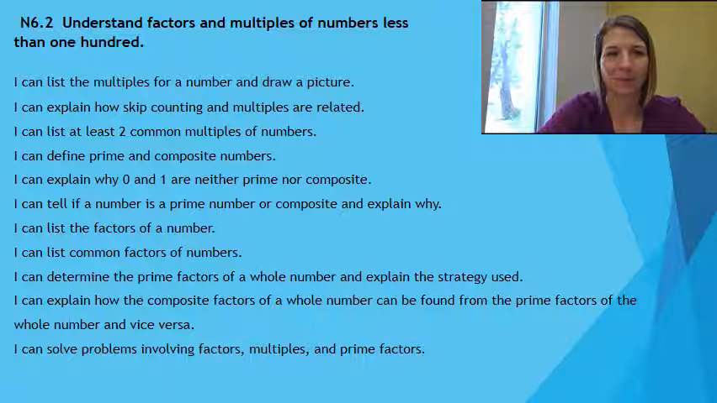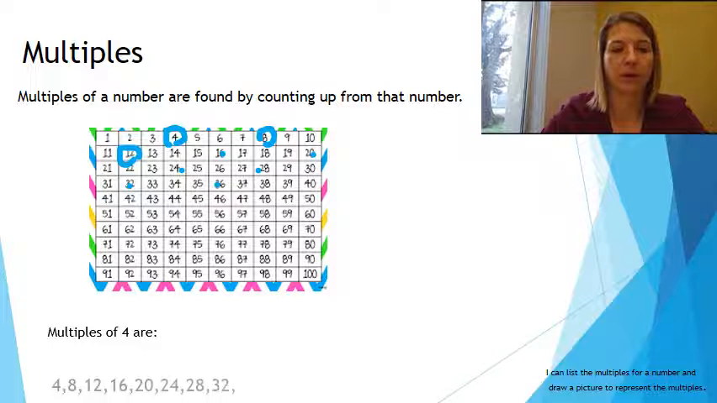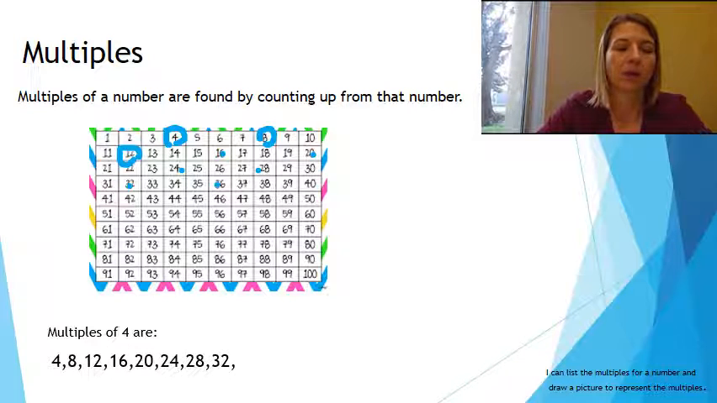And 6.2 is understanding factors and multiples of numbers less than 100. The multiples of a number are like skip counting up from that number. So the multiples of 4 would start at 4, count up 4 more to 8, count 4 to 12, 16, 20, 24, 28, 32, 36, and so on. The multiples of 4 then are written in a list: 4, 8, 12, 16, 20, 24, 28, and 32.